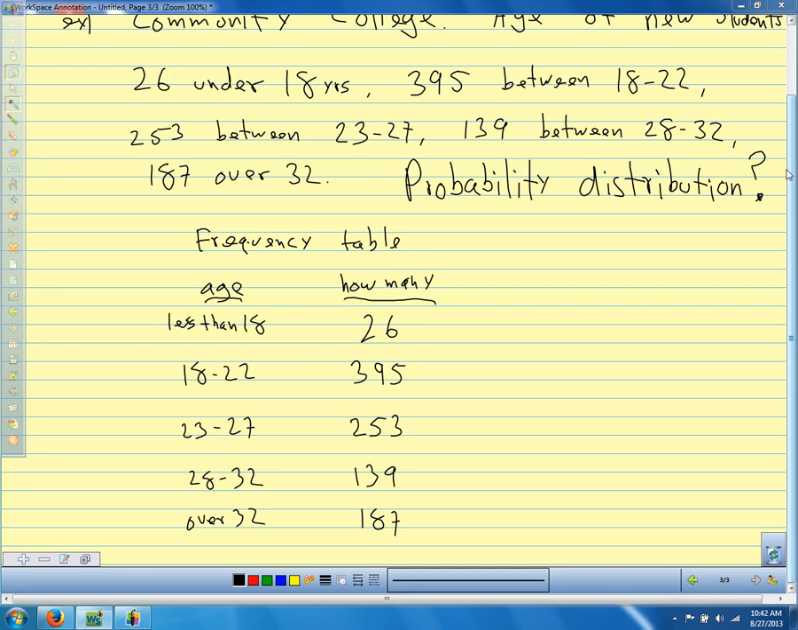So now we want to find our probability distribution, which is just the probability for each category. We want to calculate the probability for less than 18, 18 to 22, etcetera. So we need a couple of things. For our probability distribution, we need our total frequency.